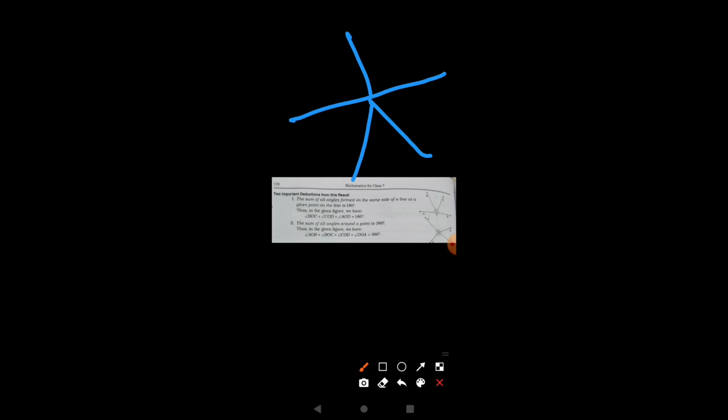Second, the sum of all angles around a point is 360 degrees. The figure is drawn here; I'm drawing it again on the top. There is a point, and all around this point there are some angles, maybe 4, 5, 3, any number of angles can be there. I have drawn 1, 2, 3, 4, 5 angles here. Their sum will always be equal to 360 degrees.